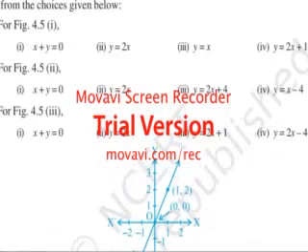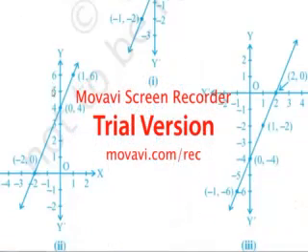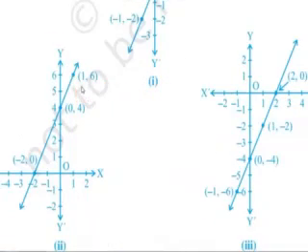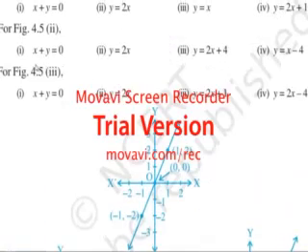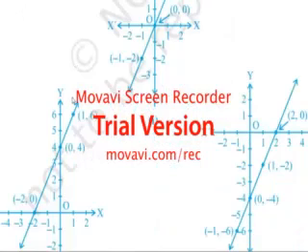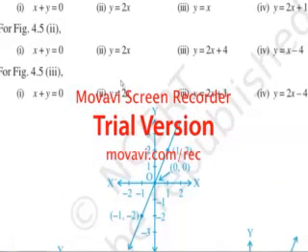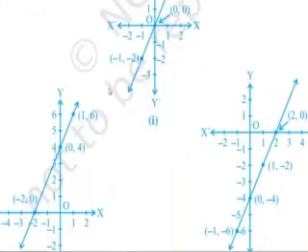Now let's move towards the second question. What does it say for figure 4.52? It is the second figure. Here the points are (1, 6), (0, 4) and (-2, 0). Let's check x plus y is equal to 0. No, when we add any of these, it doesn't come to 0. Then y is equal to 2x. Is it? No, y is also not equal to 2x. In any case it is not.